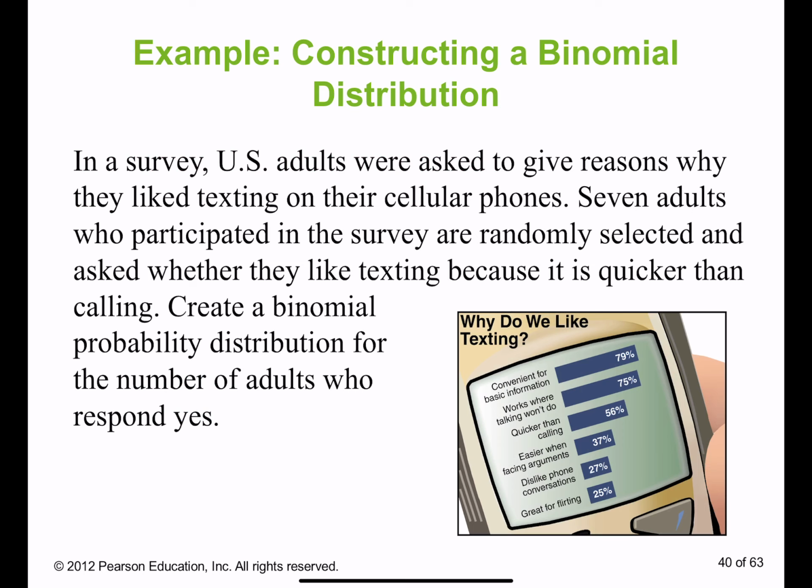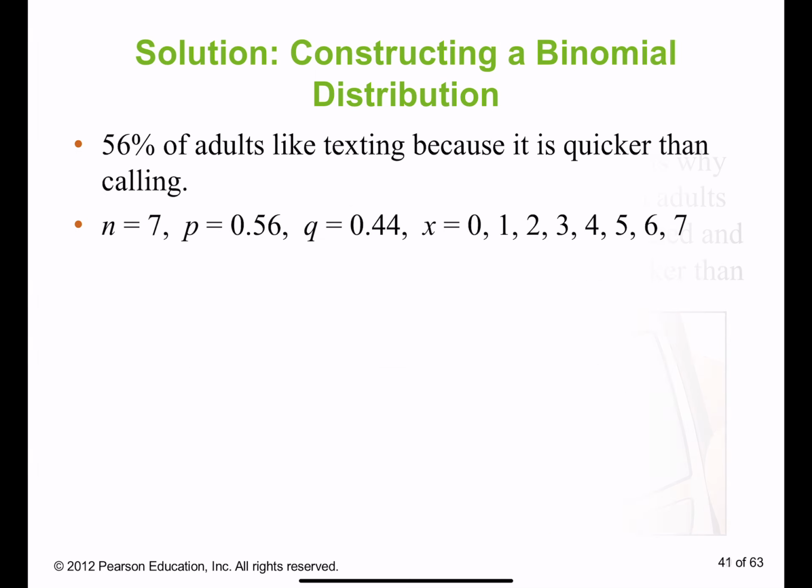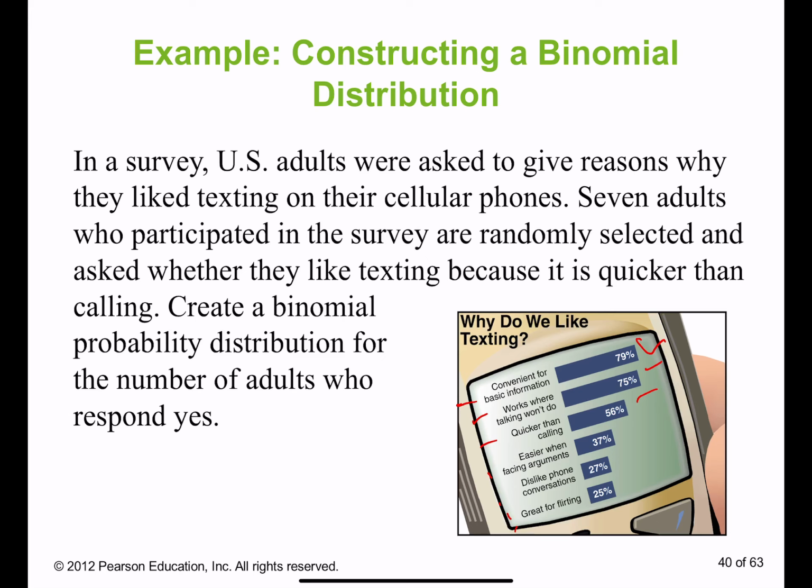In a survey, US adults were asked to give reasons why they like texting on their cell phones. 7 adults who participated in the survey are randomly selected and asked whether they like texting because it's quicker than calling. Great binomial probability. So here we have 79% answer for this reason, 75% answer for this reason, 56% answer for this reason, and so on. So what we are going to get: 56% of adults like texting because it's quicker than calling. And that's what they want to know, right?